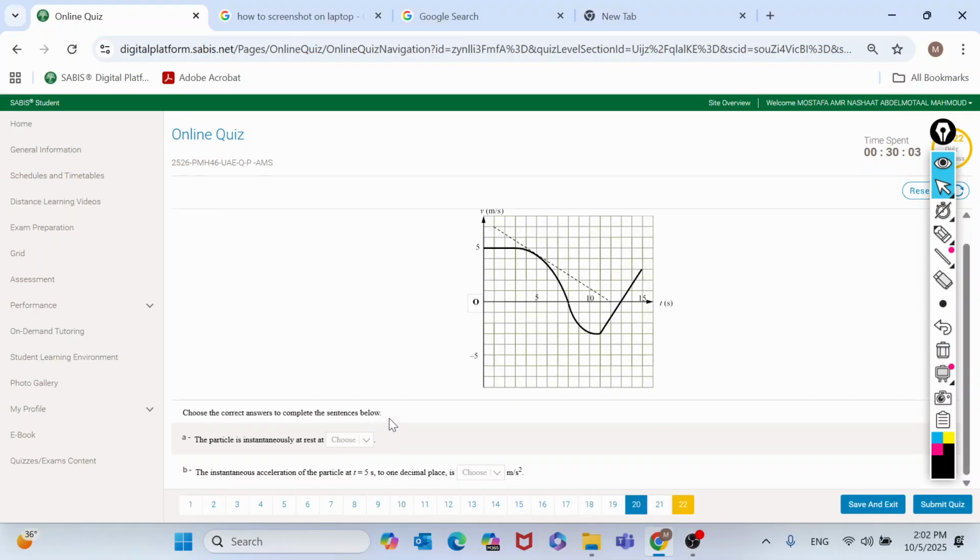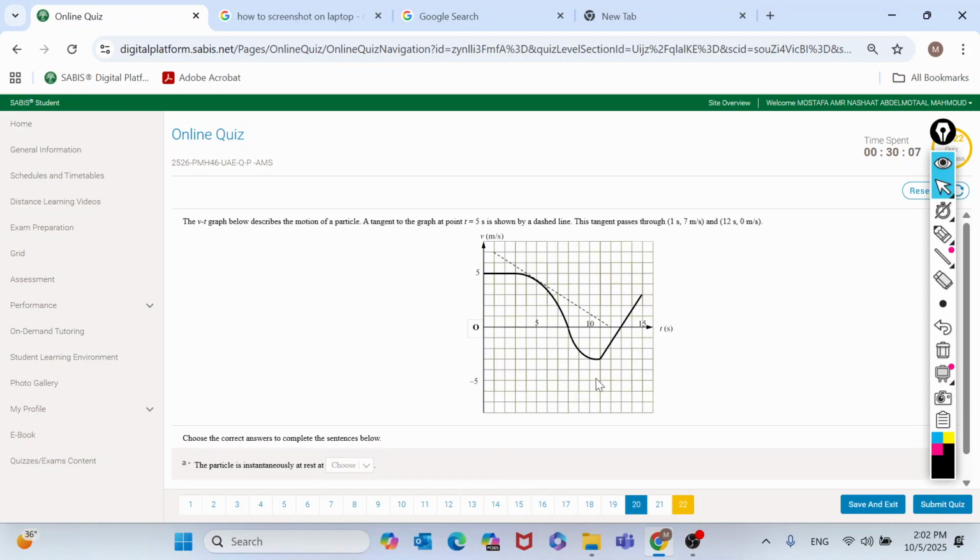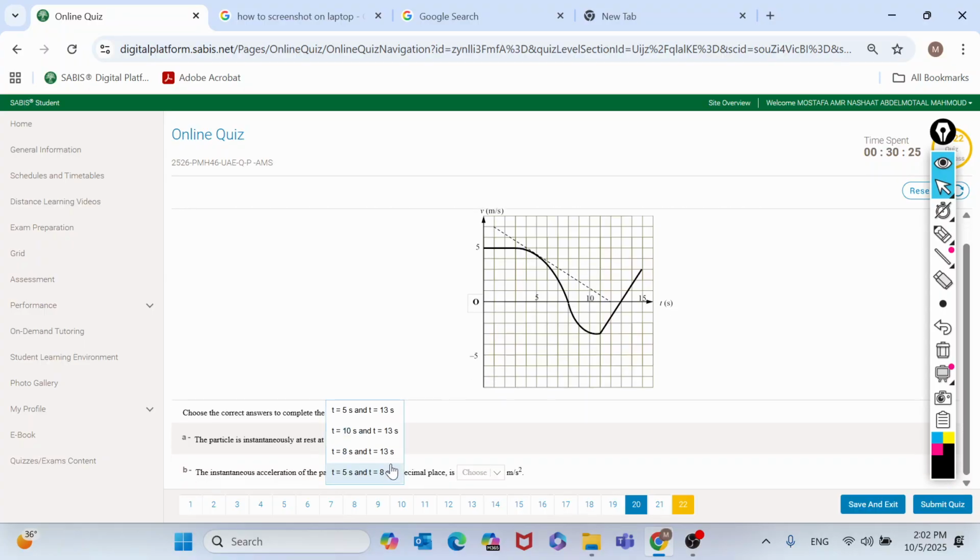The particle is instantaneously at rest at, this one's a v-t graph, so it's not when the slope is flat. When it's flat, that means acceleration is equal to 0. It's at rest when velocity is equal to 0. Here in the v-t graph is when it intersects the axis. So it's at 8 seconds and 13 seconds.